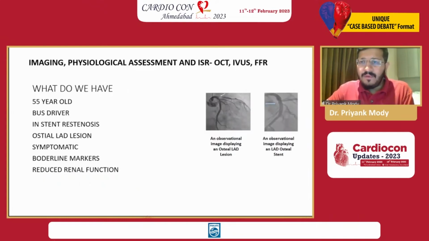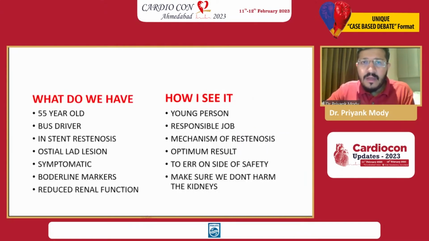So what do we have today? He's a 54-year-old guy. He's a bus driver. He has had in-stent restenosis, a restenosis which has happened in the first year of stent implantation. It's an ostial LAD lesion. The patient is symptomatic. Borderline markers, the troponin slightly positive, stress test inconclusive, and an established reduced renal function.